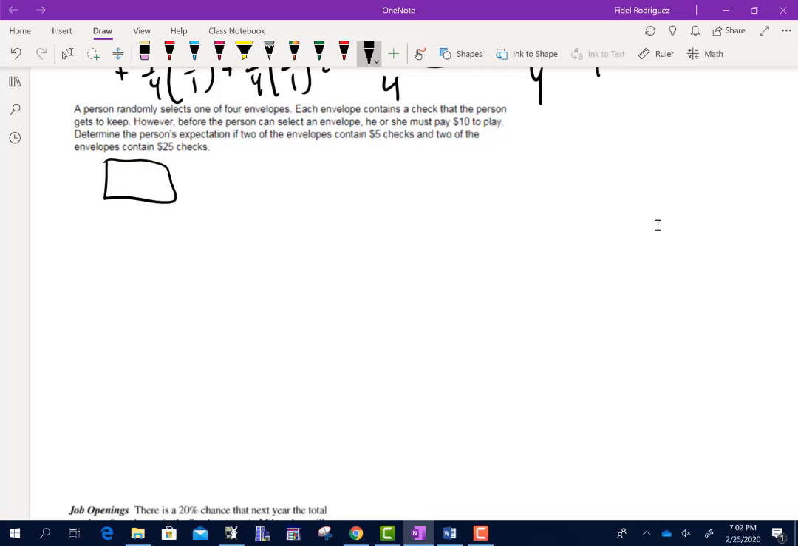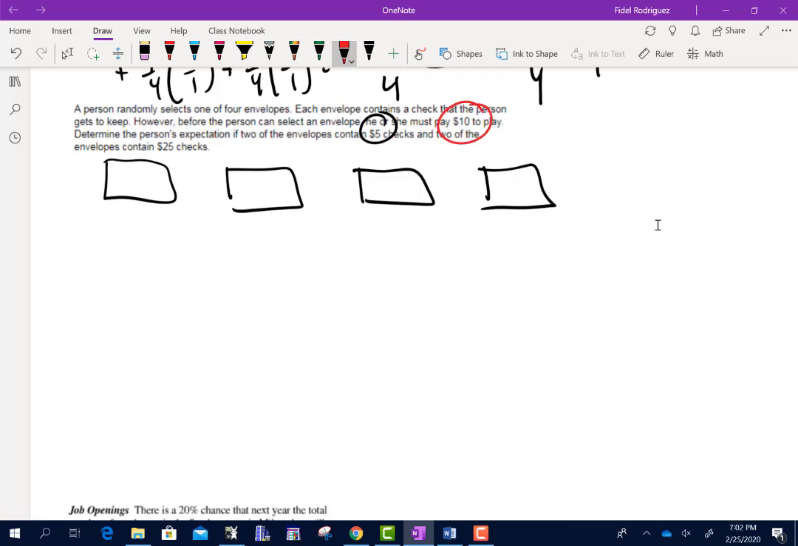Okay, so envelope 1, 2, 3, and 4. Two of them contain checks for $5, but it costs us $10 to play. So if I get one of those $5 checks, I really lost $5. The other ones have $25 checks, but again, it cost me $10, so I'm really only winning 15. So let's find our expected value.